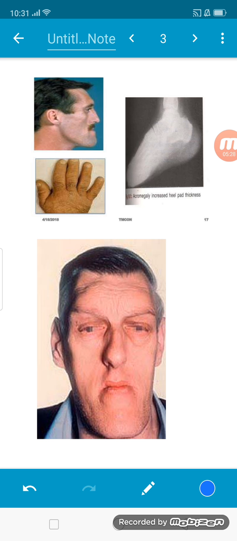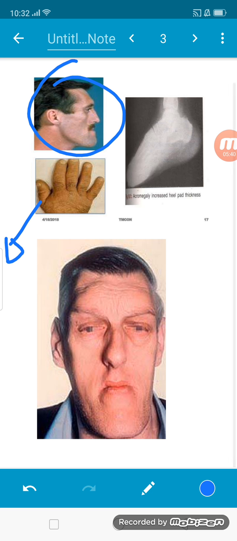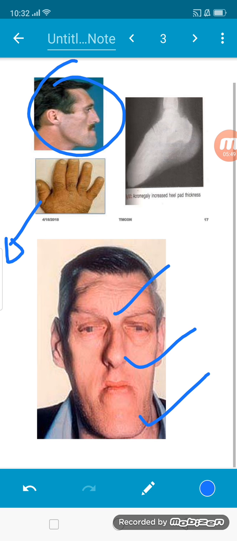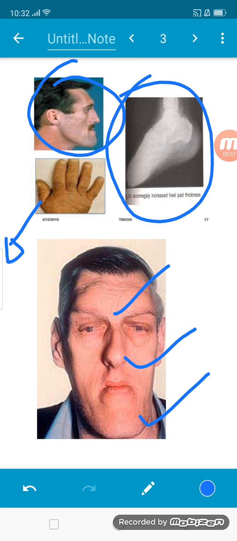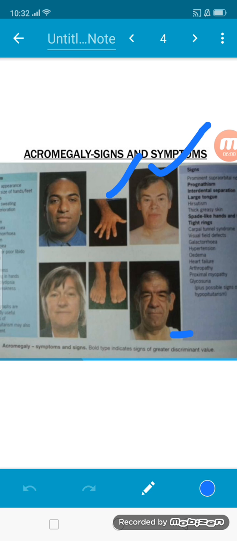Here are the pictures that you can see. Look at the man with a large face, the man with an enlarged chin, the man with an enlarged nose, and the man with enlarged ears. And look at the man with spade-like hands, huge, big hands. Here you can see the chin is large, the nose is large, and these are the orbital ridges. In the teeth, you will see the interdental space has increased. And look at the heel size increased, so you can't even wear shoes. Again, the same thing: you can see the coarse, enlarged face, the spade-like hands, and carpal tunnel syndrome. So you all get that.